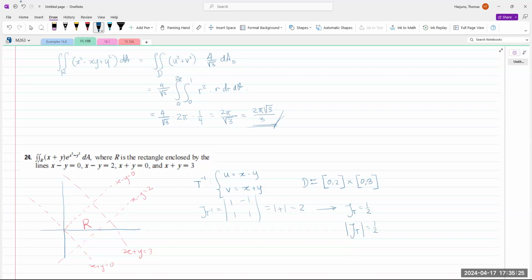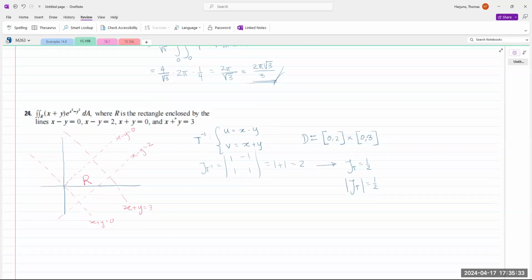Okay, so we get the domain D, we get the Jacobian. Now we need what happened to the integrand. Okay, the integrand x plus y e to the x squared minus y squared. x plus y is easy, that's our u, right? But how about e to the x squared minus y squared? By the way, that is actually x plus y times x minus y in the exponent, is it right? So this is u times e to the u phi.